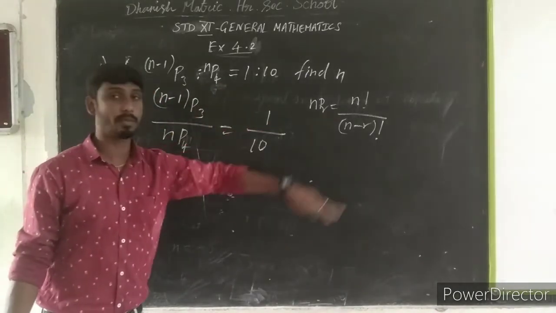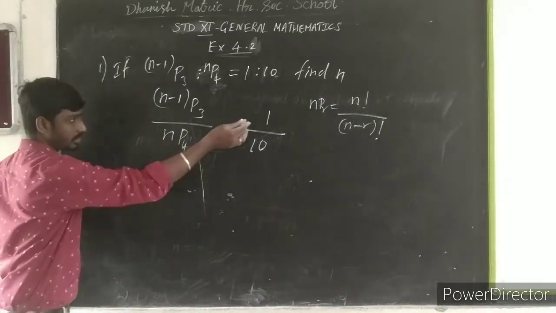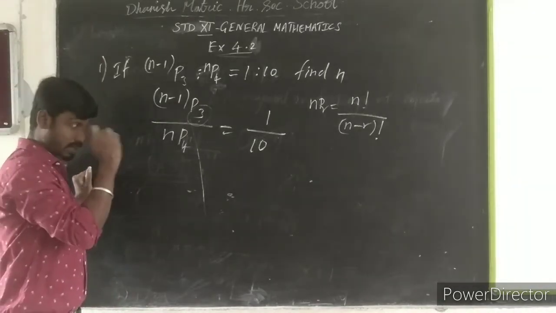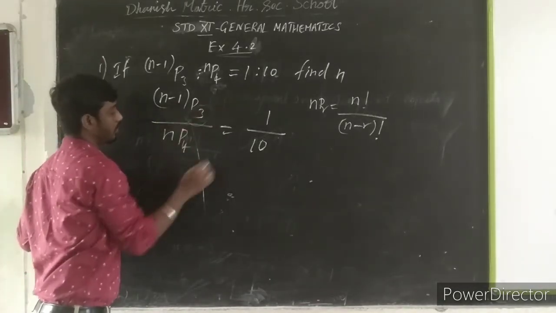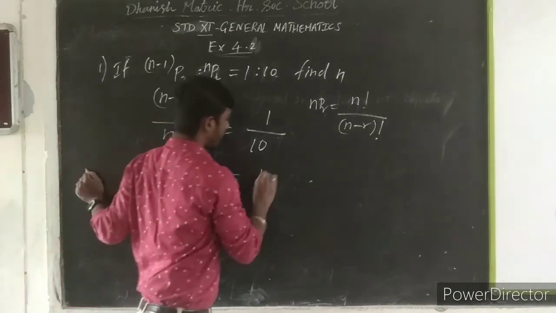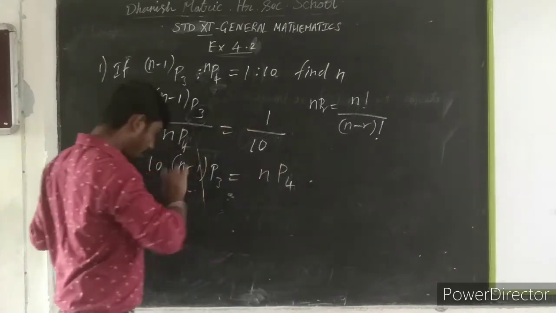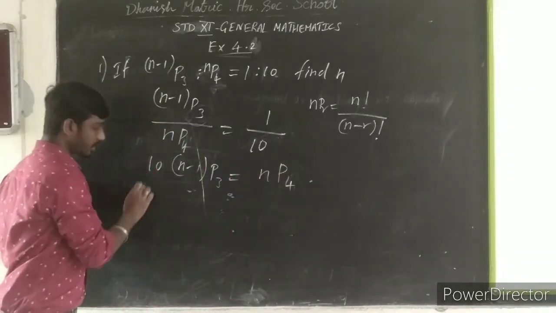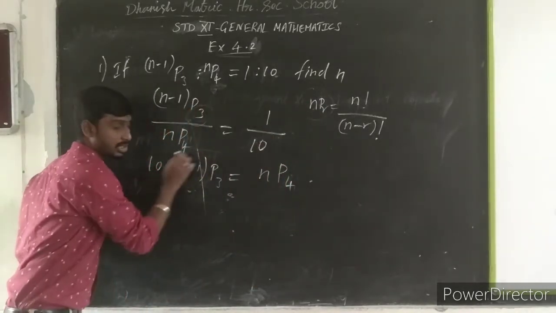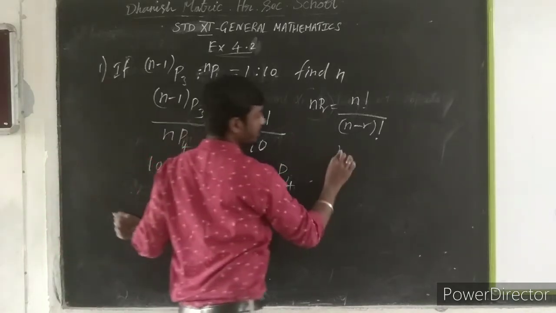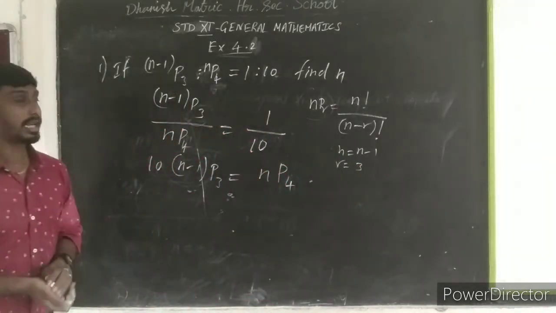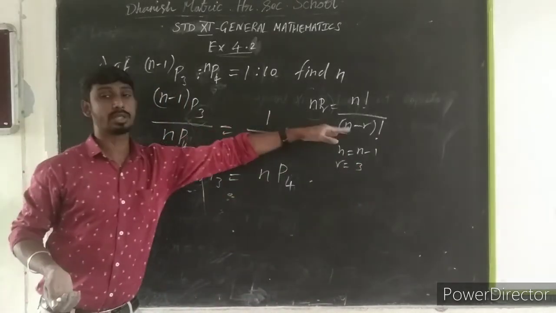Now we are applying this formula. First we are going to cross multiply. So now we are getting 10 into (n minus 1)P3 equal to nP4. Now we are going to write it like this. nPr: here the n value is n minus 1 and the r value is 3. First find out this one. Now we are going to apply the formula. What is the n value?